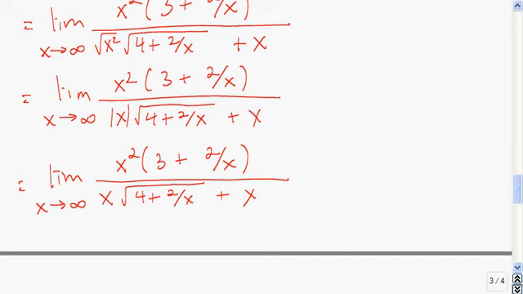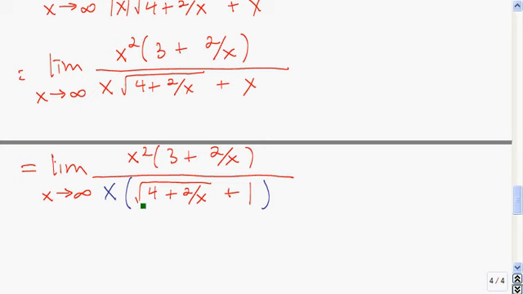Now I'm going to worry about this x here. So I'm going to go to this denominator and factor out an x. Whatever the highest term is, looking at the term in front of the radical and the other term, I'm going to factor out that highest power. That happens to be x. So I'm going to factor an x out of this denominator.